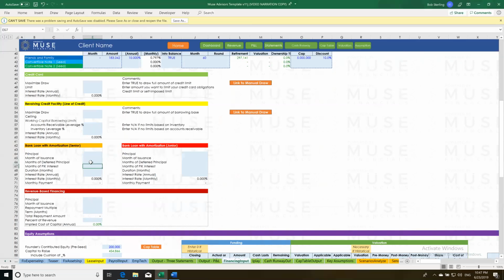If there are months when interest is paid through what's called PIK or is compounded into the balance, you would enter those here. If there are none, you can disregard this. You would also enter the duration of the loan in months. For example, if the loan has a 5-year term, you would enter 60 here, and you'll enter the interest rate below that.